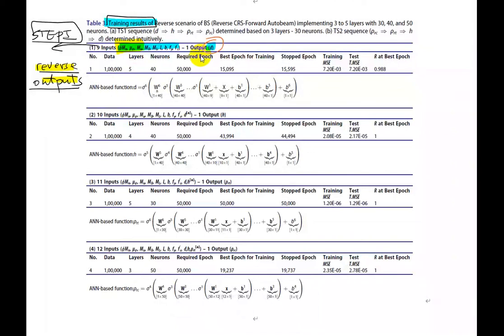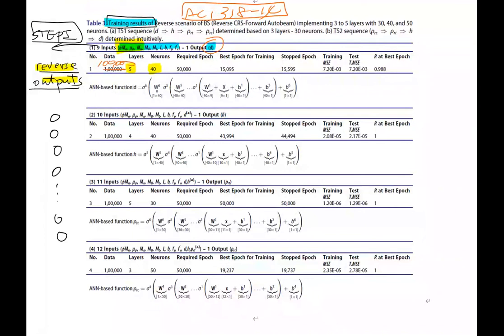And we use 100,000 big data. We generate 100,000 big data from the software based on ACI 318.14. I'll get there soon. And here we use 5 layers, and we use 40 neurons. Incredible. 40 neurons means we have 40 circles vertically to form an artificial neural network.